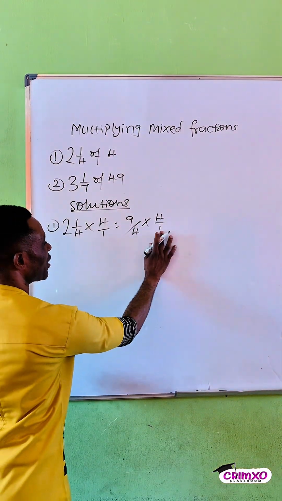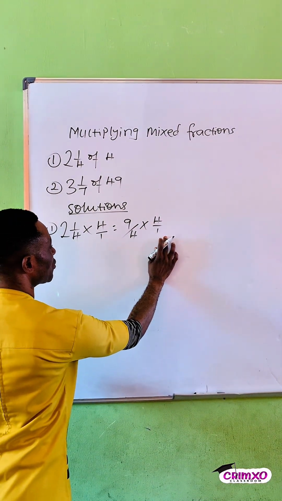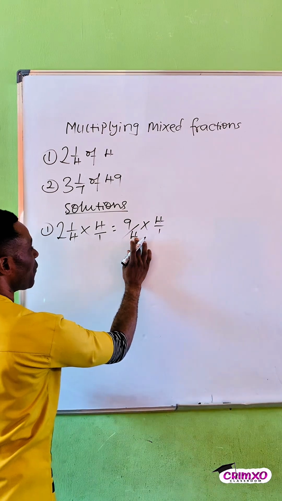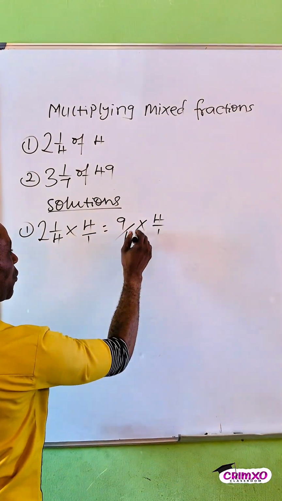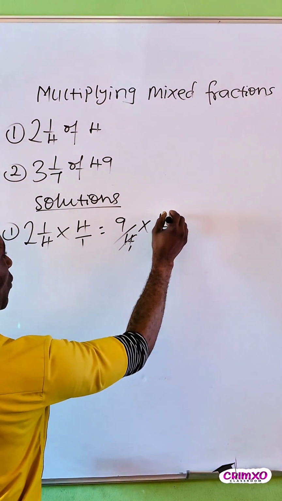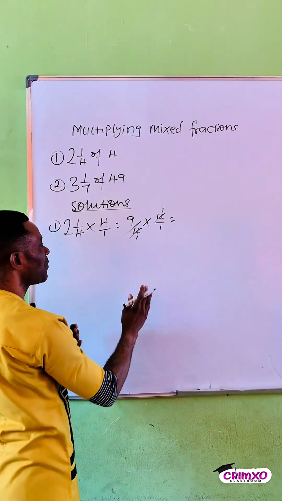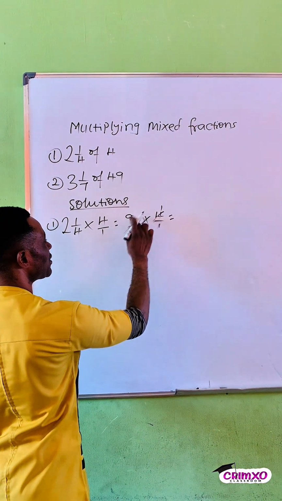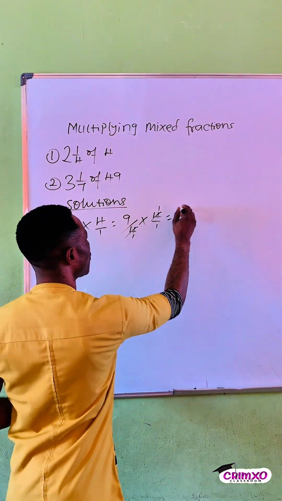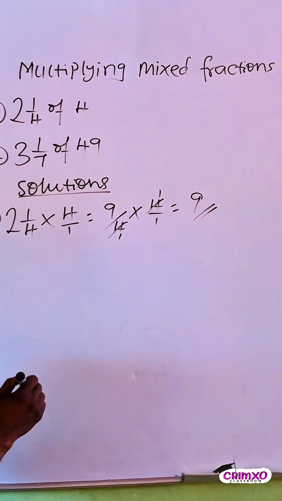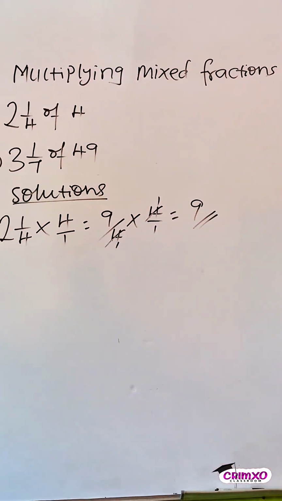So here we have the numerators and we have the denominators. So the 4 and the 4 can go. 4 divided by 4 is 1 and 4 divided by 4 is 1. So left here is 9 and 1. That is 9 times 1, which will give us 9. So this is the answer to number 1.